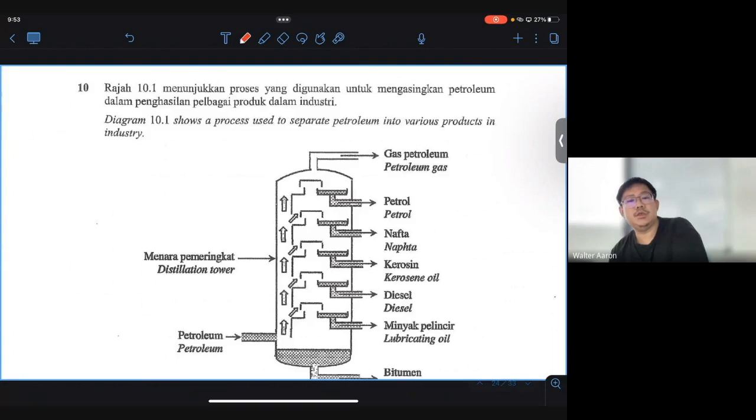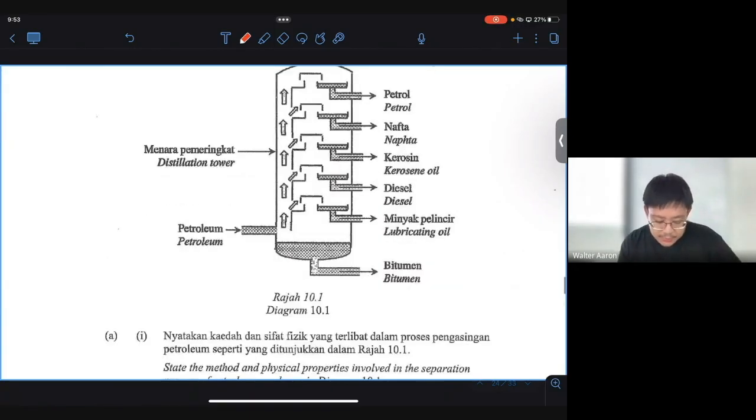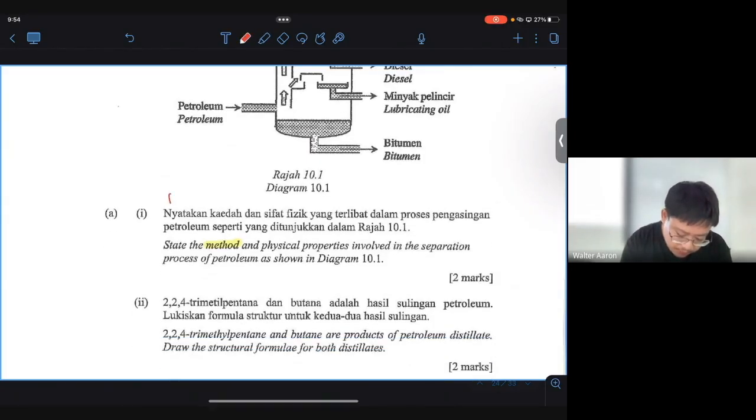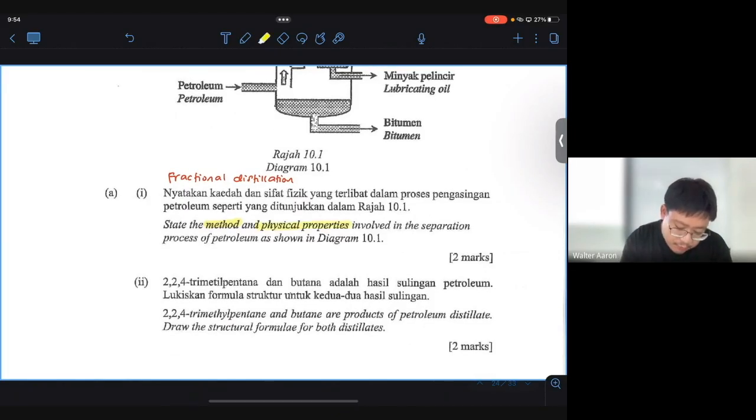10.1 shows the process used to separate petroleum into various products in the industry. So this is actually called fractional distillation. State the method and the physical properties involved in the separation of petroleum. I already gave you the method: it is called fractional distillation. The physical property involved here is based on its boiling point. So you say here, the physical properties will be melting and boiling point.